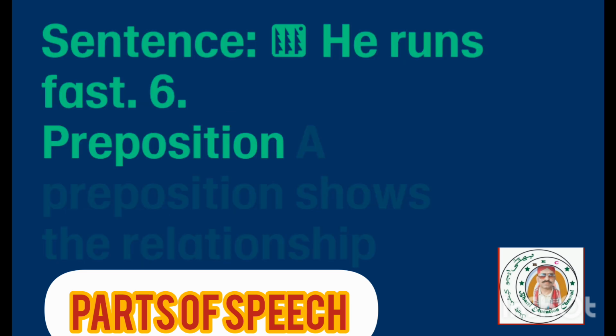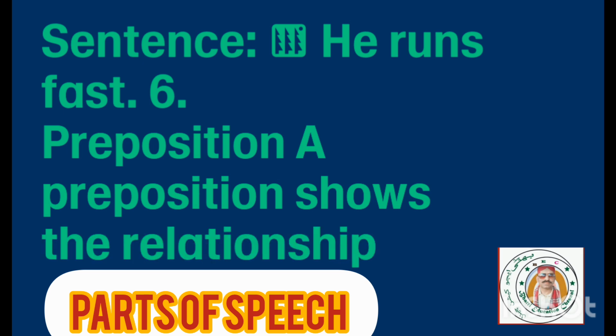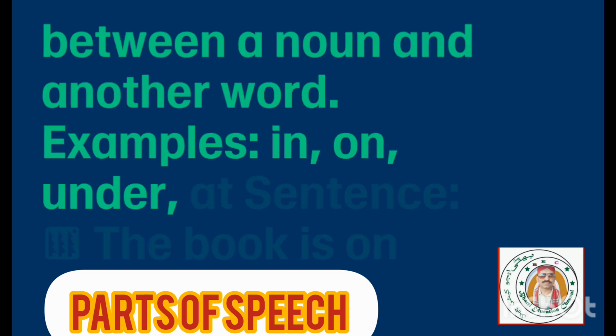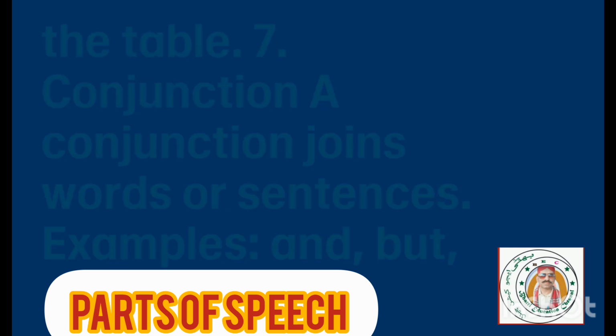6. Preposition. A preposition shows the relationship between a noun and another word. Examples: in, on, under, at. Sentence: The book is on the table.